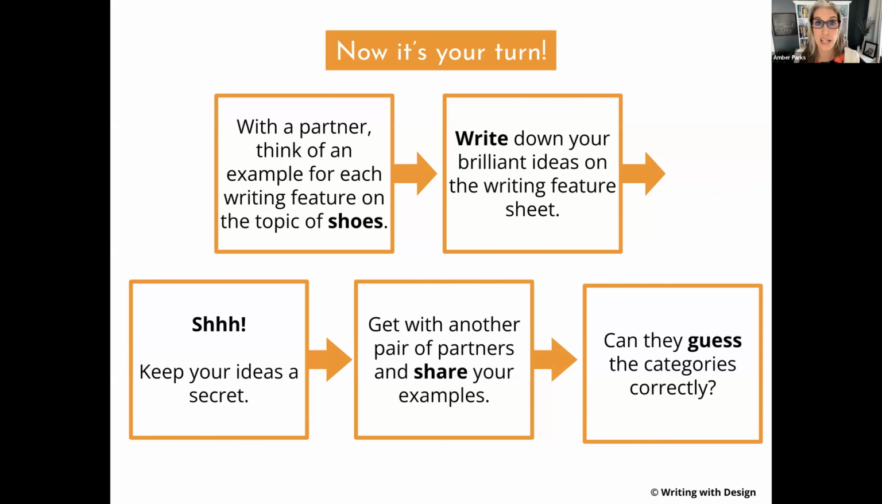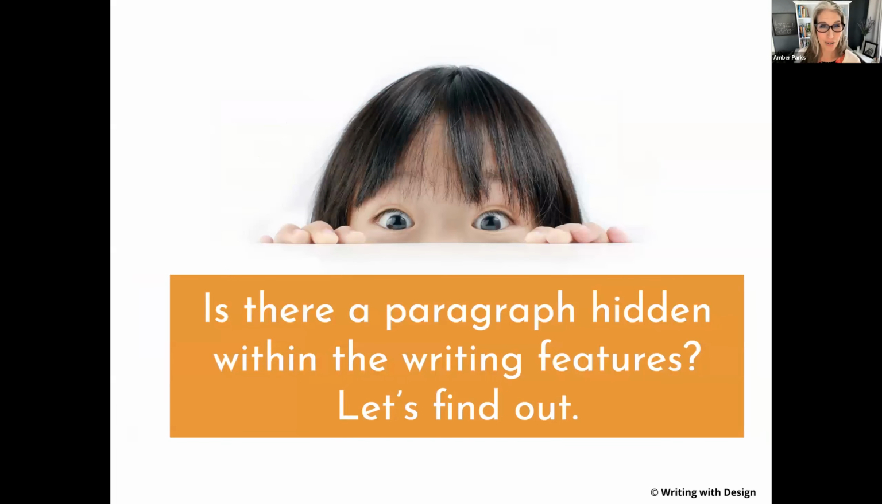You could change this out to anything that your children are studying at school, what you're having your students do in the classroom, and very much make them write the 4 different types of sentences, the 4 writing features on that topic on a sheet of paper and do the same activity. So shoes is very random. It's a great one, but you could also tie this into content. Now, here's the big question. Is there a paragraph hidden within the writing features?